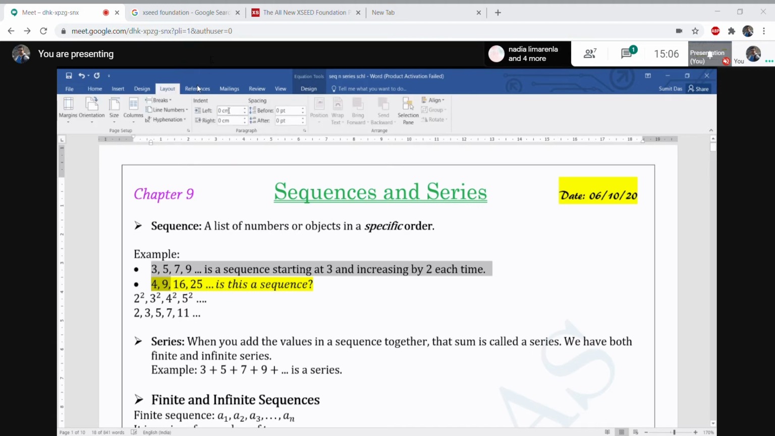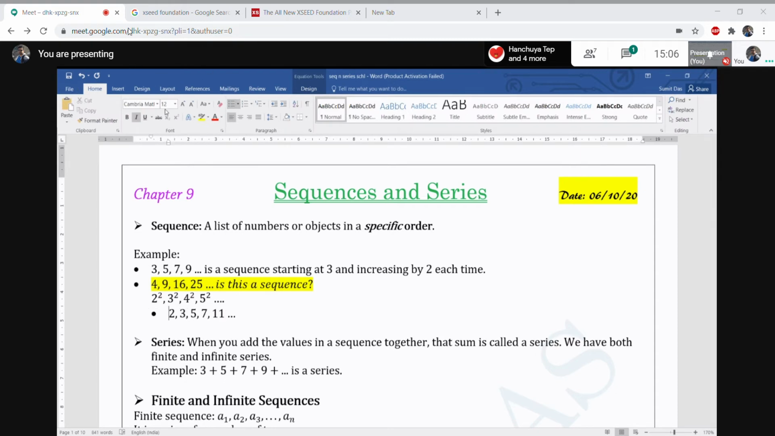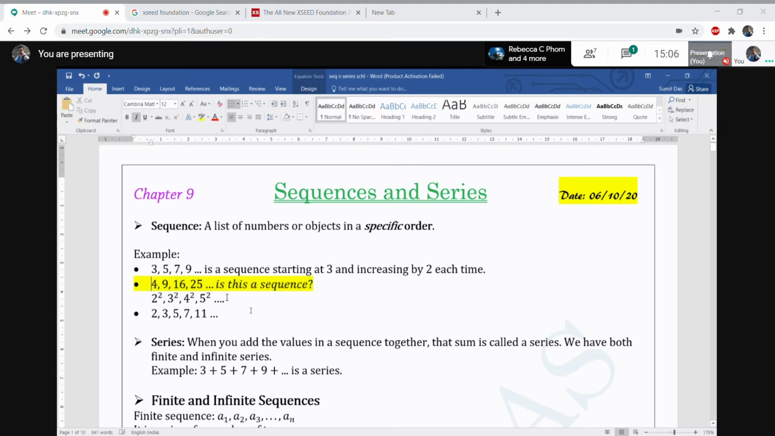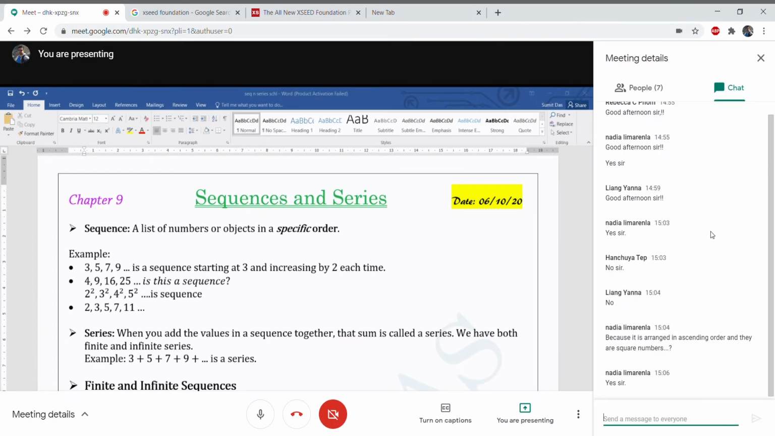Then this next one, 2, 3, 5, 7, 11. Is this a sequence? This one, 2, 3, 5, 7, is this a sequence? Next one is not a sequence.